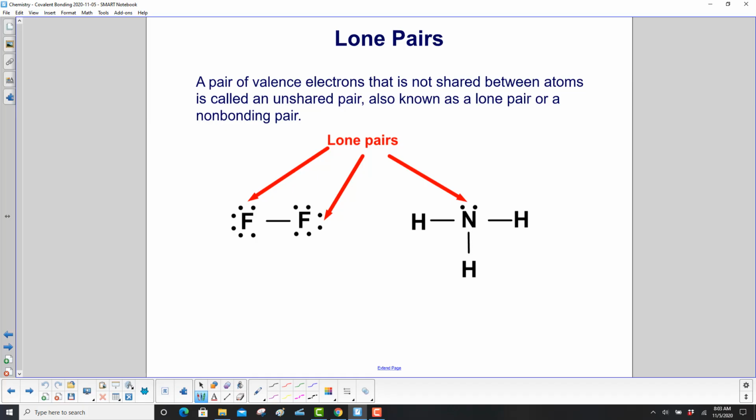A pair of valence electrons that is not shared between atoms is called an unshared pair, also known as a lone pair or a non-bonding pair. So here we go. Here's a lone pair. Here's a lone pair. Actually, all these guys are lone pairs. And over here on the nitrogen.